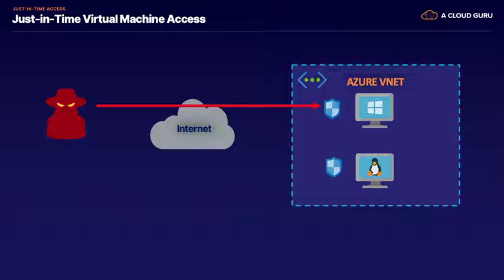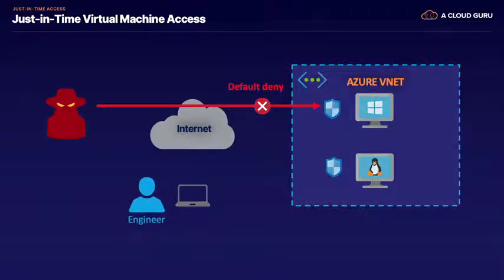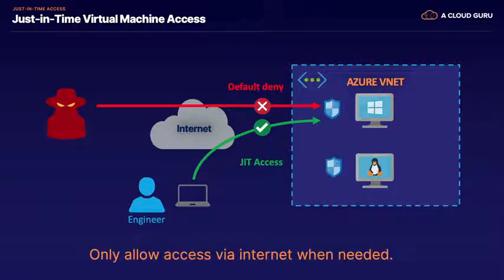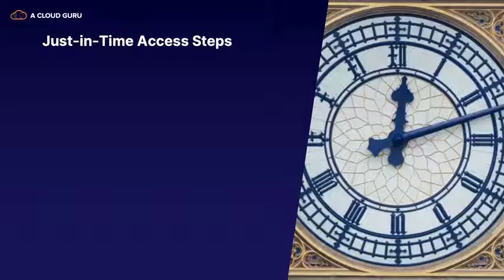One way to reduce exposure to a brute force attack is to limit the amount of time that a port is open. Management ports don't need to be open at all times. They only need to be open while an administrator is connected to the virtual machine, for example, to perform management or maintenance tasks. With just-in-time access, Security Center uses Network Security Group and Azure firewall rules to only allow access for a limited time and only on the specific ports with the source IP address or network range of the authorized administrator.